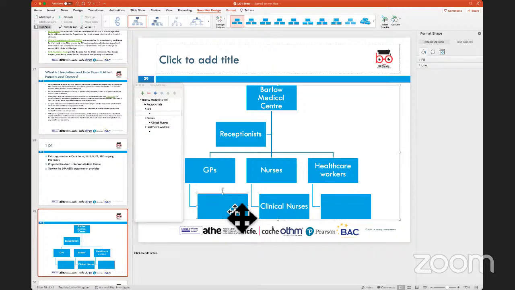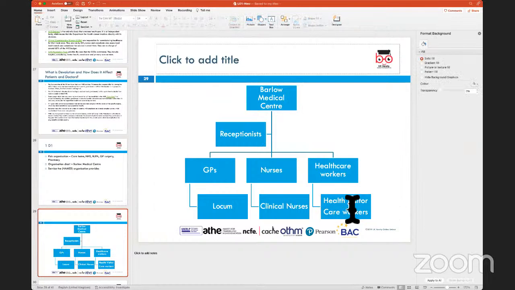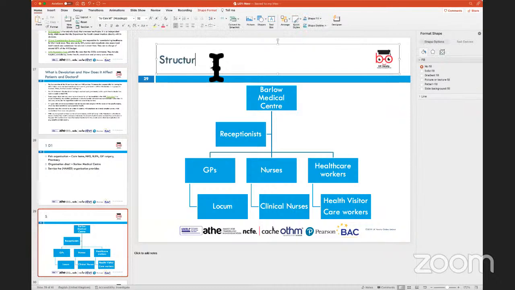GPs could be locum GPs, essentially GPs who are working on the weekends or doing locum, but they could also be GPs who are specialists in dealing with children or with vulnerable adults, things like that. In healthcare workers, you could have health visitors, people who go out and visit people in their homes. There could be healthcare workers who are looking at providing services. There could be chaperones. And this is what would be the structure of the named organization.